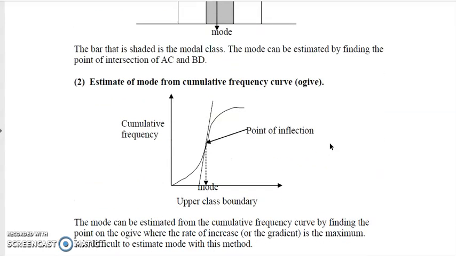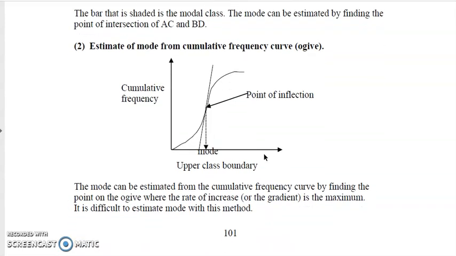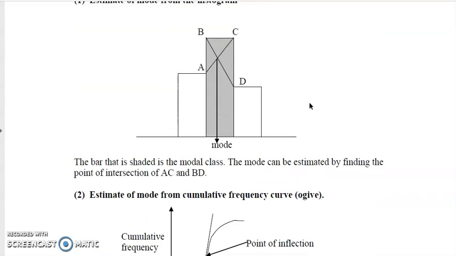Actually, you can still use algebra to find your mode, but in that case you will be using the gradient to find the points of inflection and so on. So it is much easier to use the histogram. Usually, if the question asks you to use the graphical method, they will ask you to draw the graph first, so that you can proceed to find the median or mode from that graph.